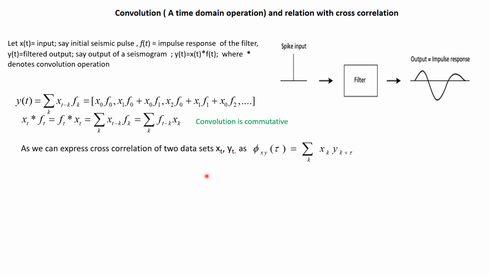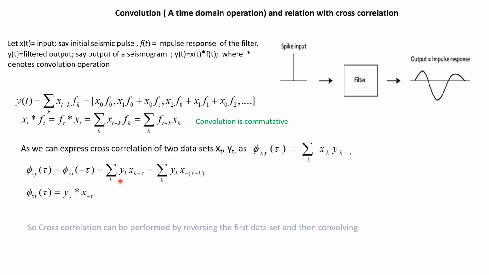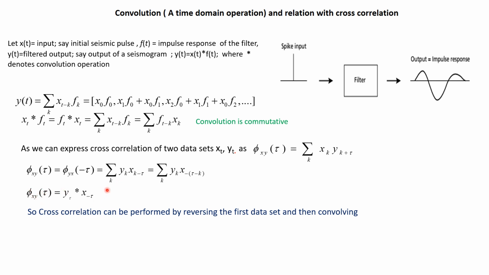And what is this correlation with the cross correlation? When we do cross correlation, phi xy of tau is equal to phi yx of minus tau. So you can say using that equation that when we reverse the first data set and convolve it, it is the same as carrying out the cross correlation operation. So this is the similarity, the relation of the cross correlation with the convolution operation.